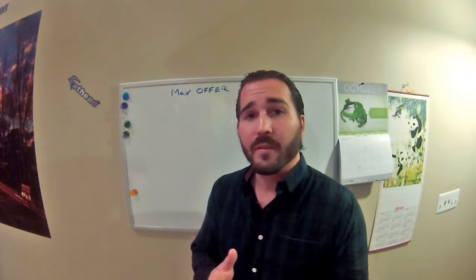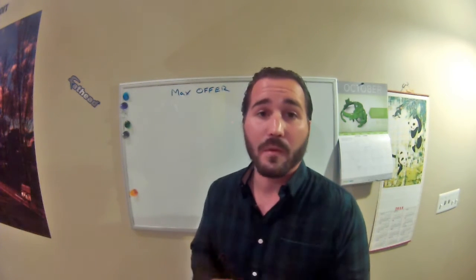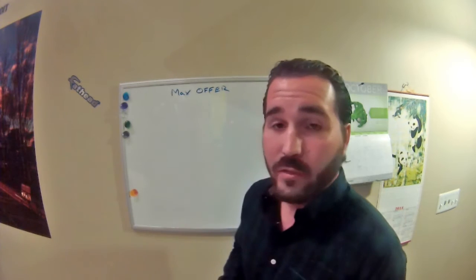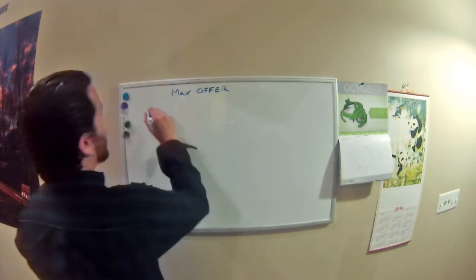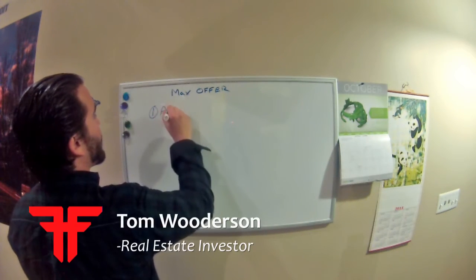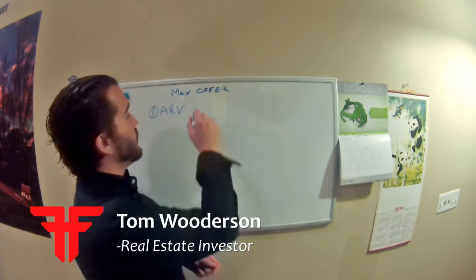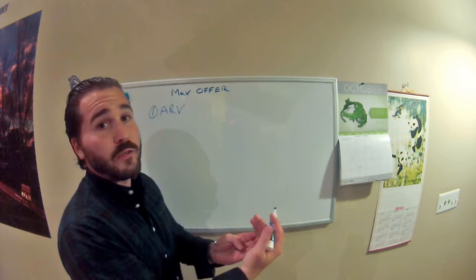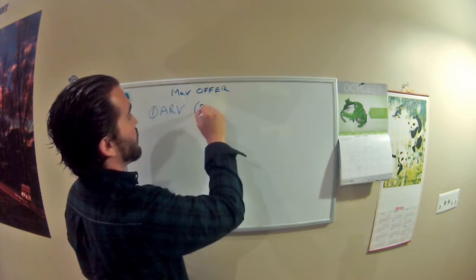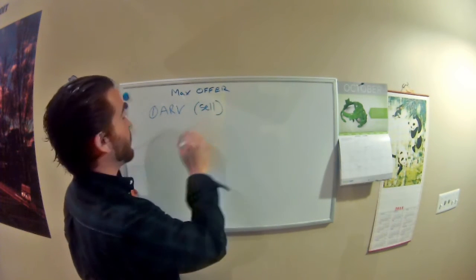So you found a property that you want to flip. Now you've got to figure out what the offer is going to be on that project. So your first step is to figure out what your ARV is, your after repair value. That's going to be what you're going to sell the house for after you fix it up. What you're going to sell it for, okay?